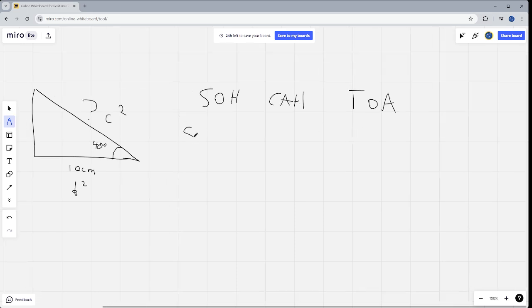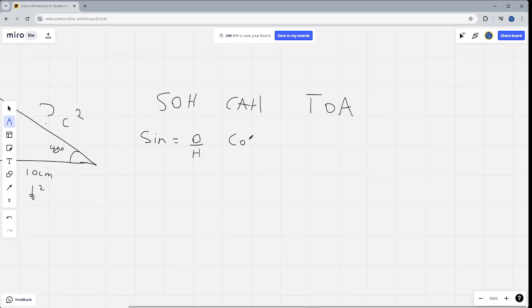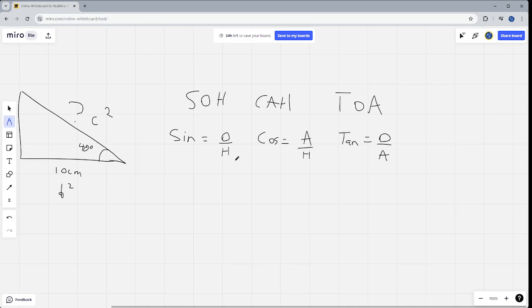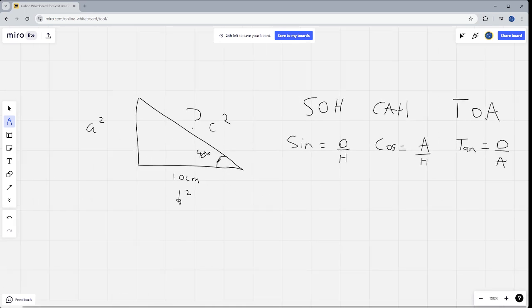And what that stands for is sine will be when we use opposite over hypotenuse, and I'll get to what these mean in just a second. Cosine will be equal to when we use adjacent over hypotenuse, and tangent will be when we use opposite over adjacent. So what does that mean? Opposite, hypotenuse, adjacent, what are these? It's all relative to the angle we start at.